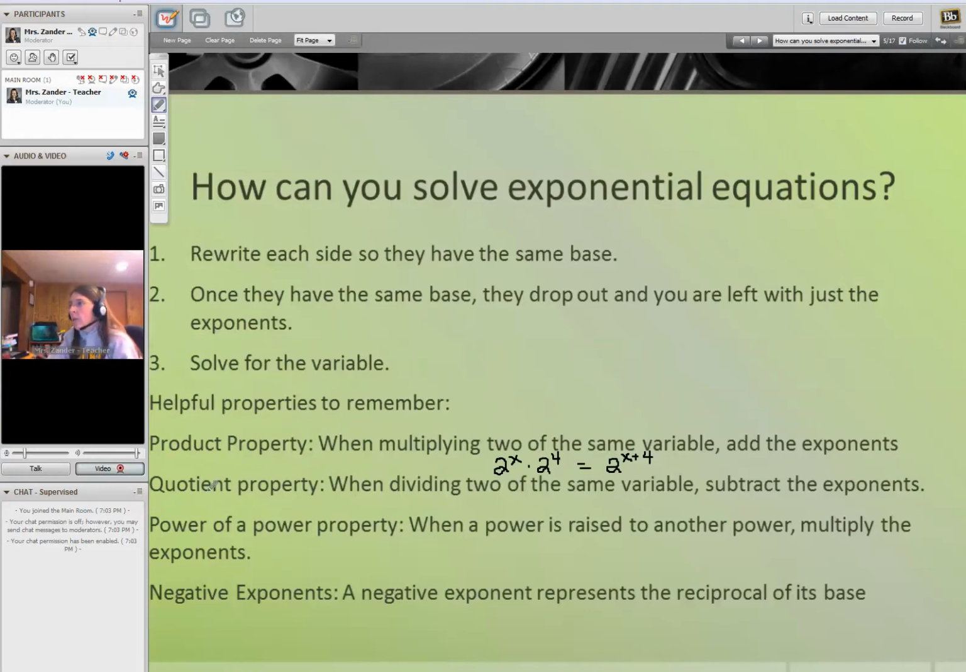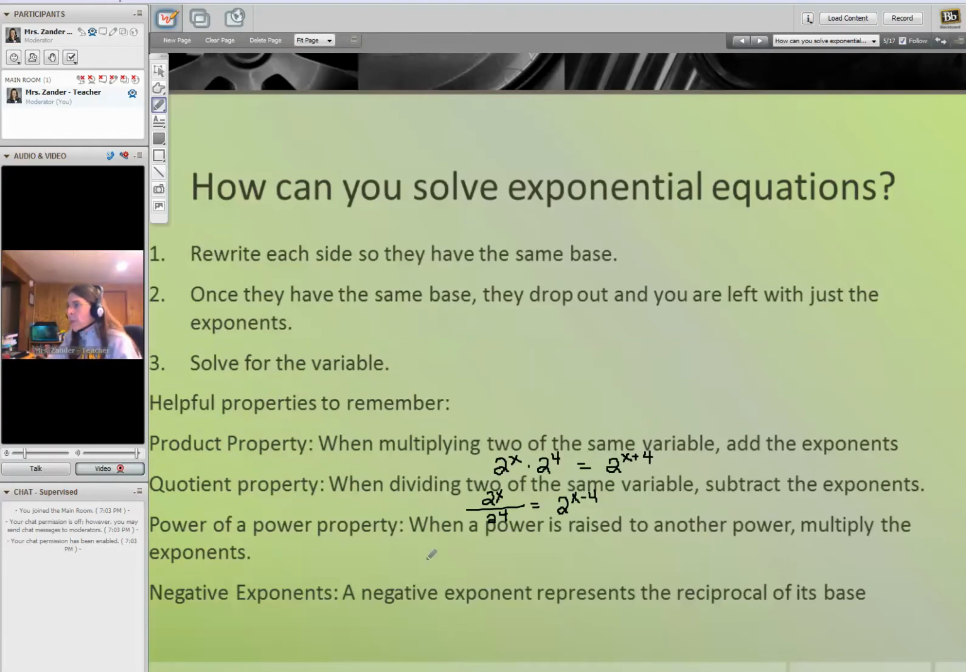Now, the quotient property is when you're dividing, then we subtract the exponents. So if I have 2 to the x divided by 2 to the 4th, that's 2 to the x minus 4. So you're actually subtracting those exponents there. But notice you're keeping the same base of 2.